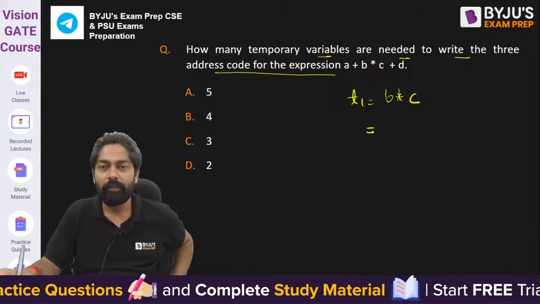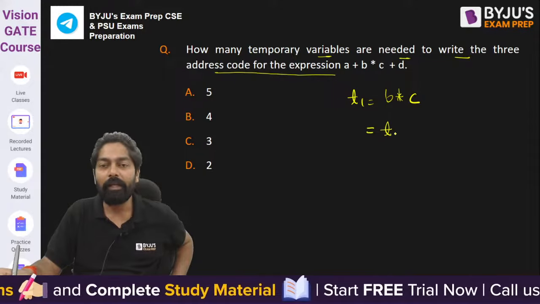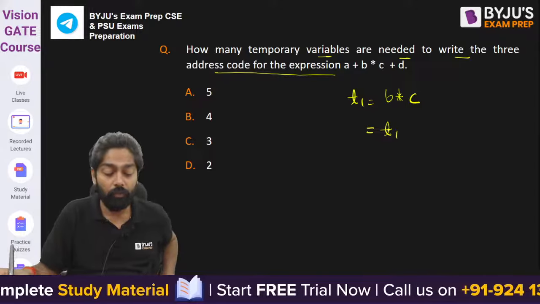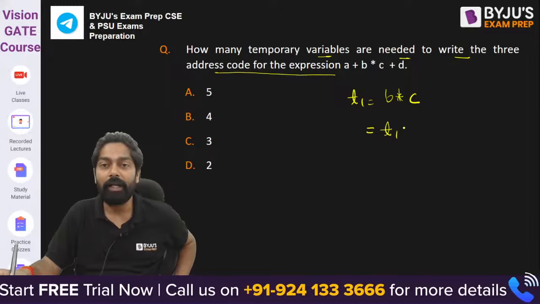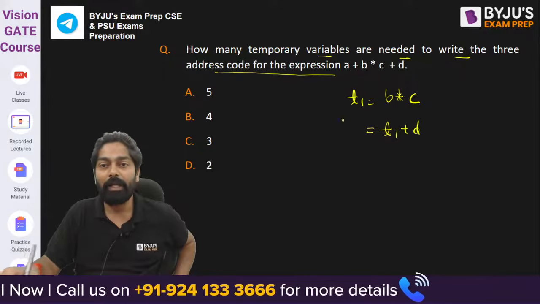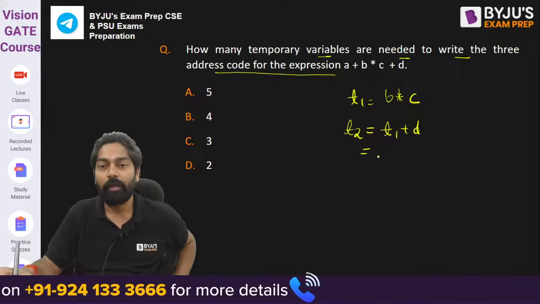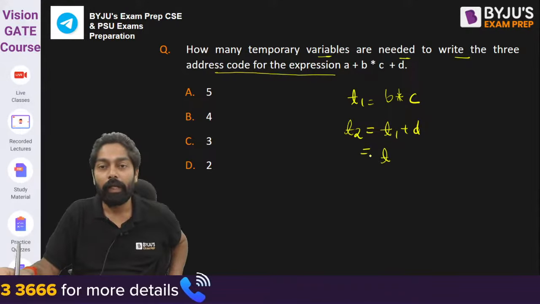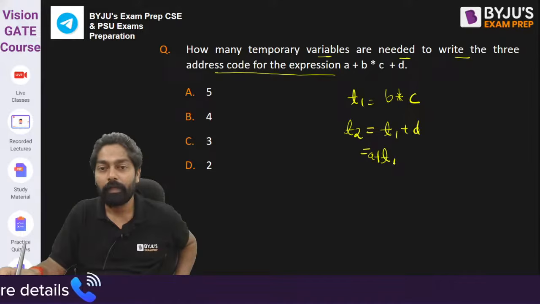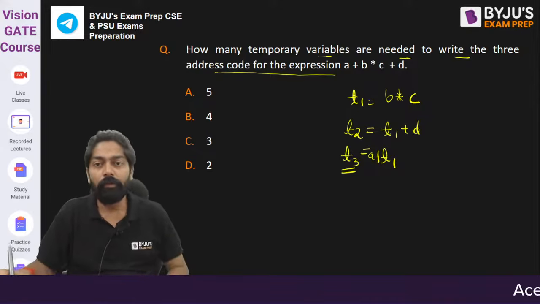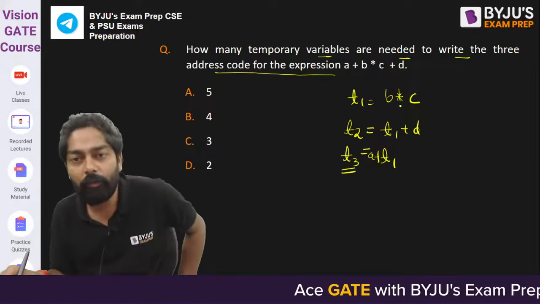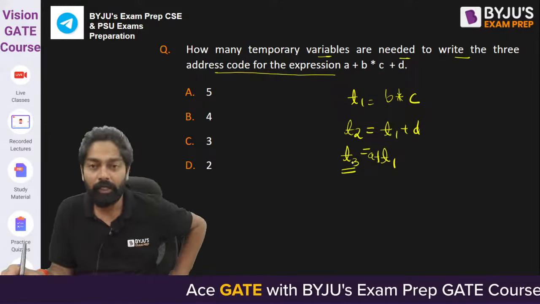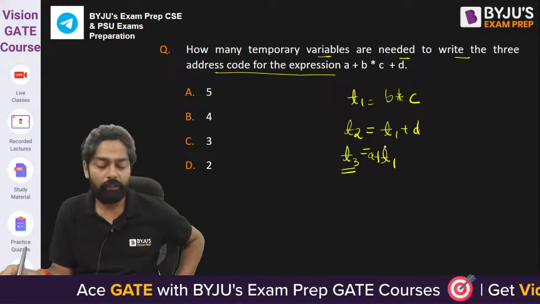Okay, let me write here. Minimum you can do 2. Okay, someone is telling 3 also. Let me write here. So T1 plus D I am writing in T2. And my dear friend, A plus T1 I will write in T3. So how many temporary variables are needed to write the 3 address code for the expression? So T1 equal to B into C, and T2 equal to T1 plus D, and T3 equal to A plus T1. Okay, so this is what I have written here.